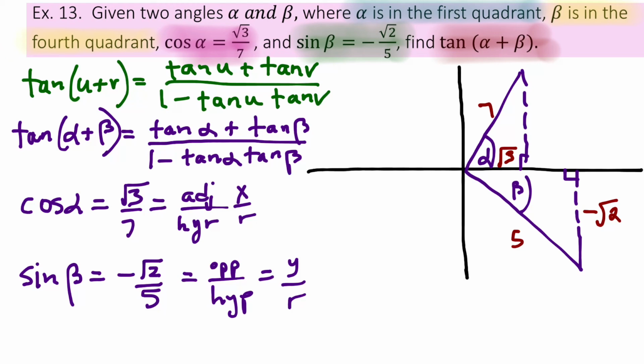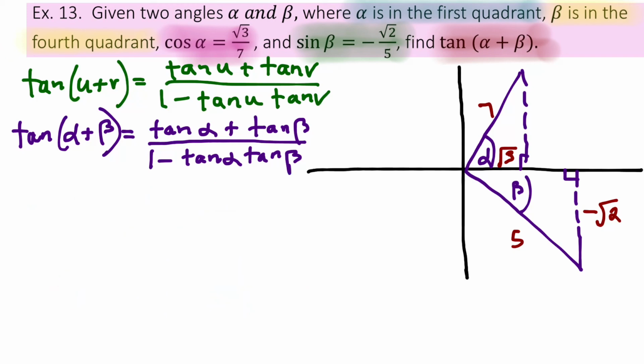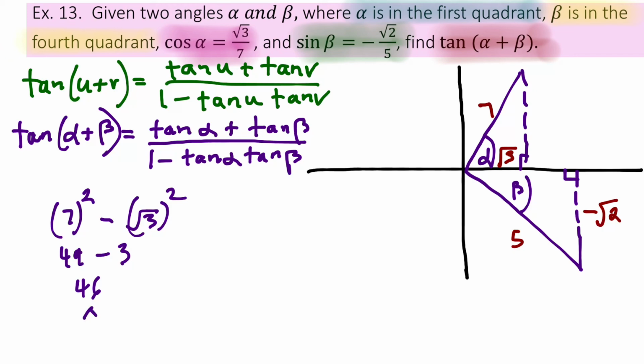All right, so in order to find the tangent, we need both the opposite and the adjacent side for both alpha and beta. So let's find the opposite side for alpha first. Using the Pythagorean theorem, that would be 7 squared minus square root of 3 squared. So that's 49 minus 3, which is 46. That's 2 and 23, so we're just going to call that square root of 46.